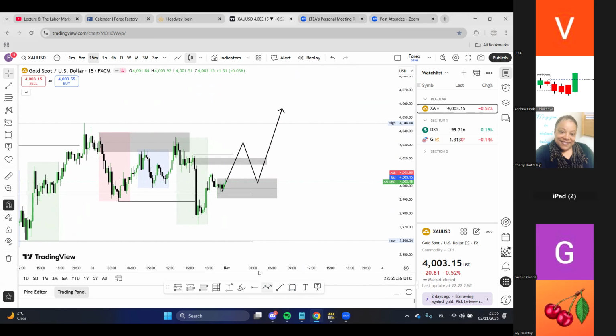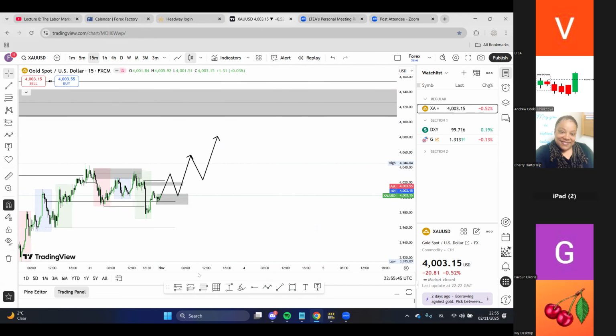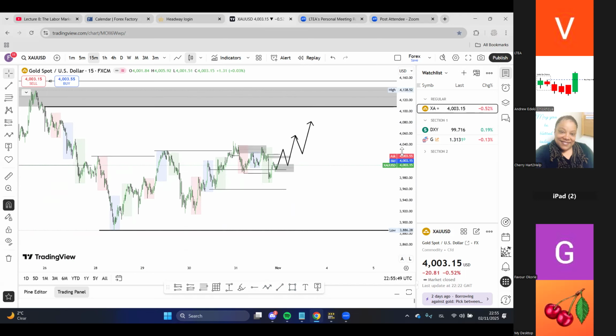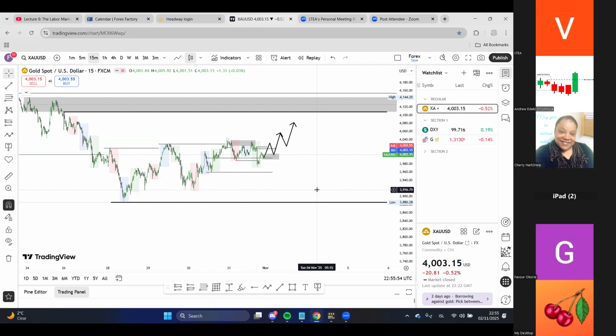And price will keep on respecting the structure like this until you get to wherever it's going. Then it fails to respect that area again and gives us a shift, or respects that area and gives us a shift. Then we know that price is now coming to the other side of the market.